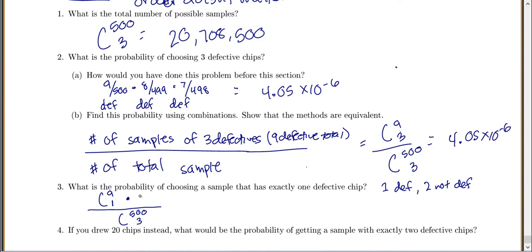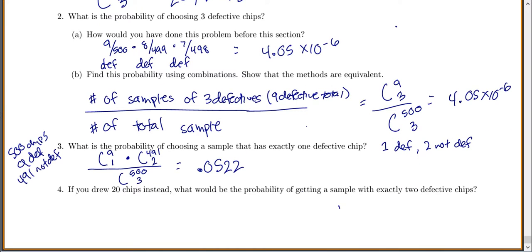So I need to multiply here. How many not defective chips are there? If there's 500 chips and 9 are defective, that means 491 not defective. So we'd have 491 to choose from, and I need to choose 2 that are not defective. So 1 defective, 2 not defective, all over my total number of possible samples. And this is going to give me 0.0522.